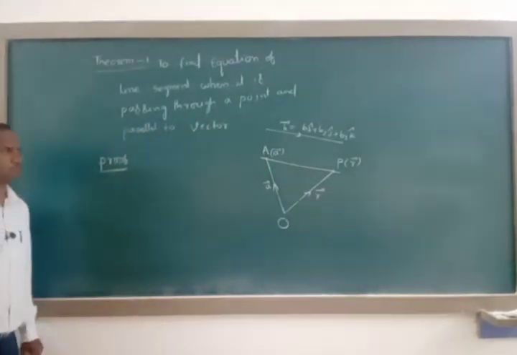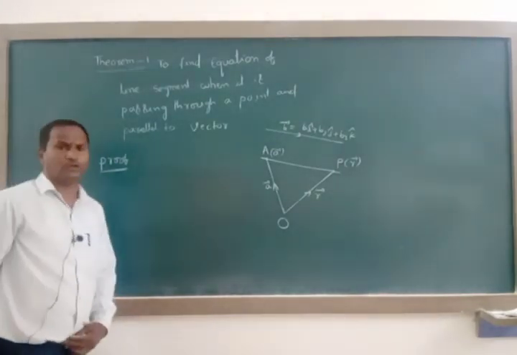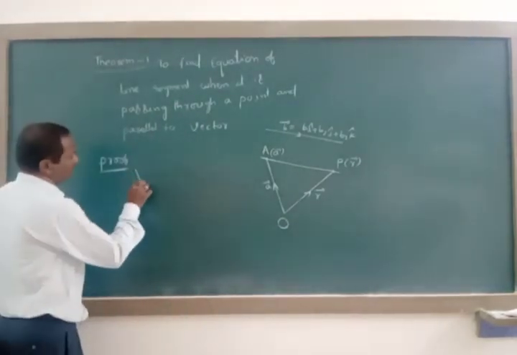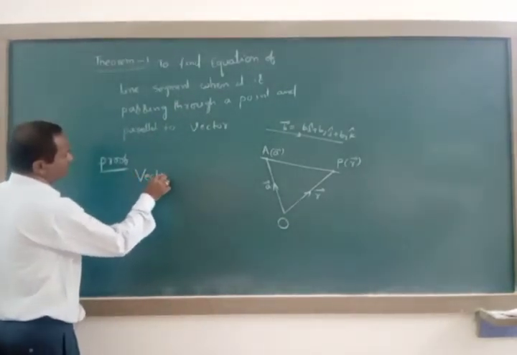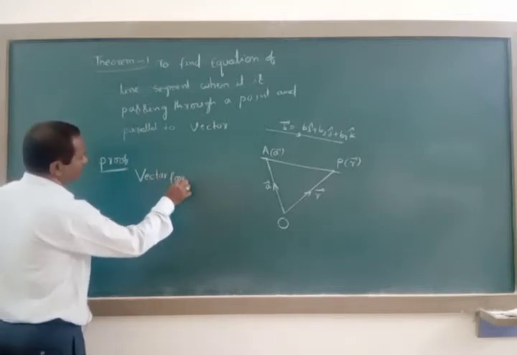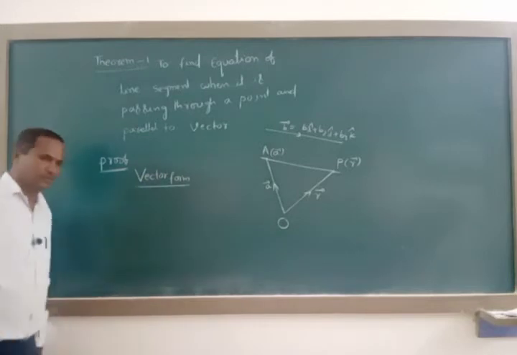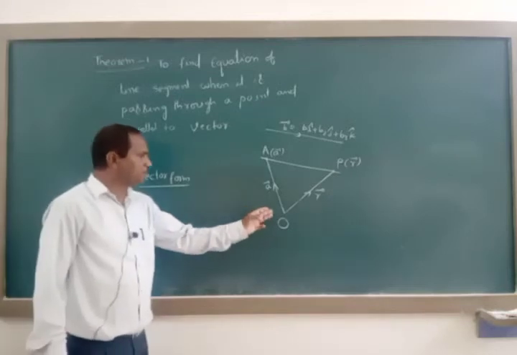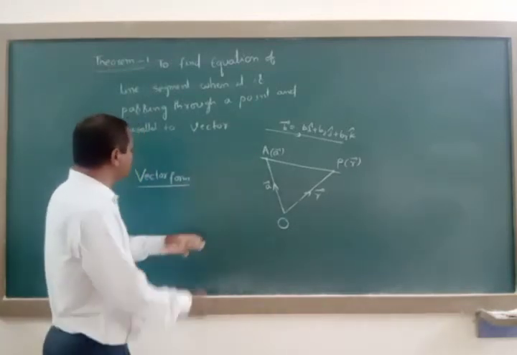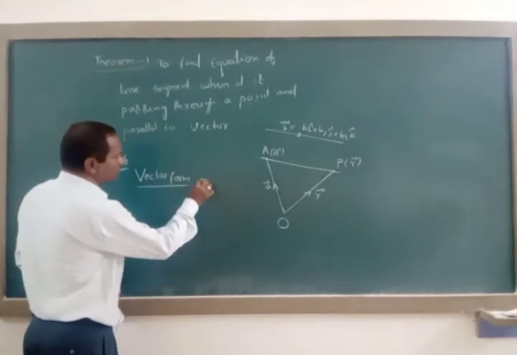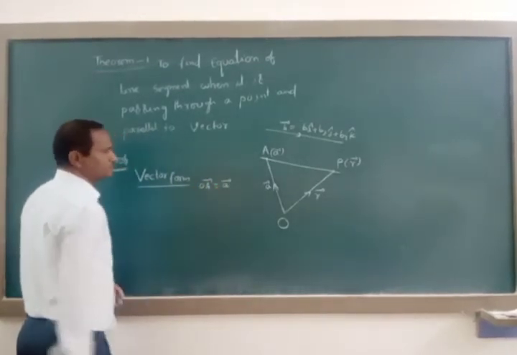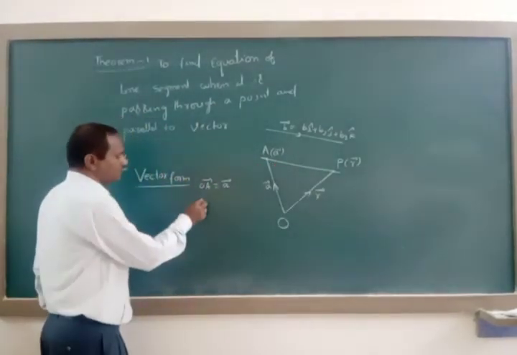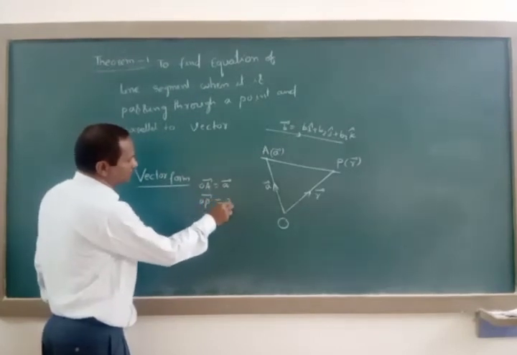With the help of this diagram, we are going to give the proof in both vector and Cartesian forms. First one is the vector form. Let O be the fixed point and let the line segment pass through a point capital A with the position vector OA bar equal to A bar, and let P be any point on the line segment AP with the position vector OP bar equal to R bar.